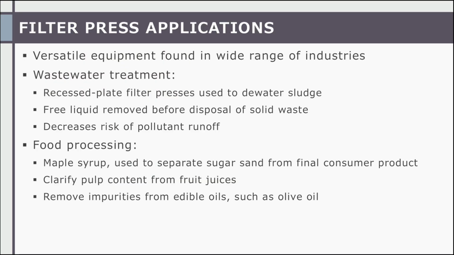The filter press is an incredibly versatile piece of equipment found in a wide range of industries. For wastewater treatment, the filter press is used to dewater sludge and decrease the risk of pollutant runoff into the environment. In the food processing industry, the filter press is used to separate sugar sand from the final consumer product in the manufacturing of maple syrup. A filter press can also be used to clarify pulp content from fruit juices and remove impurities from edible oil such as olive oil. Overall, the filter press is an essential and incredibly versatile piece of equipment.